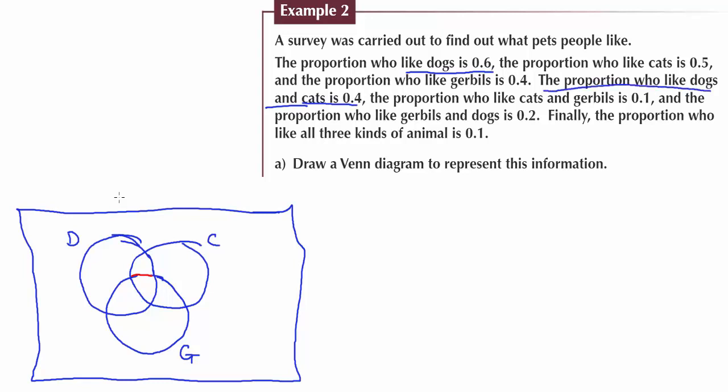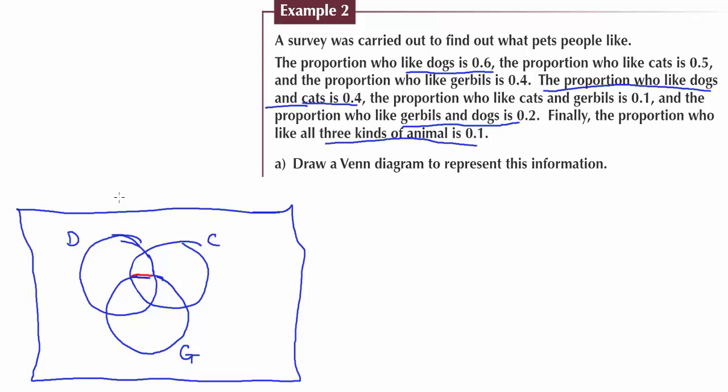Because can you see the overlap of dogs and cats? It's 2 areas. It means I know that these two add up to 0.4. But I can't do much with that just yet. The proportion who like cats and gerbils. Again, cats and gerbils, it's these 2 areas. So I don't know, all I know is those two add to 0.1. Anyway, let's get to the point. Gerbils and dogs is going to be the same. Finally, the proportion who like all 3 kinds of animal is 0.1.